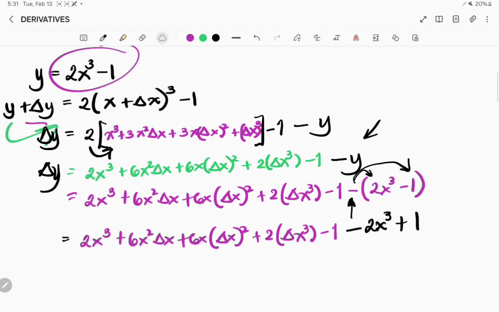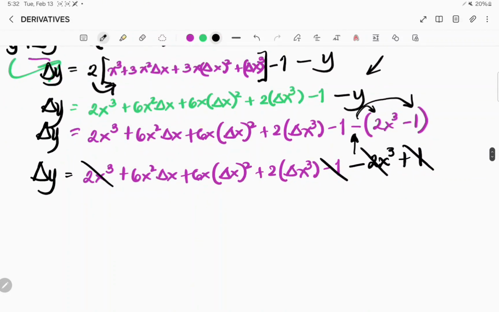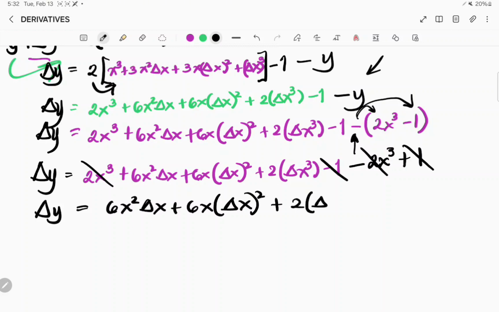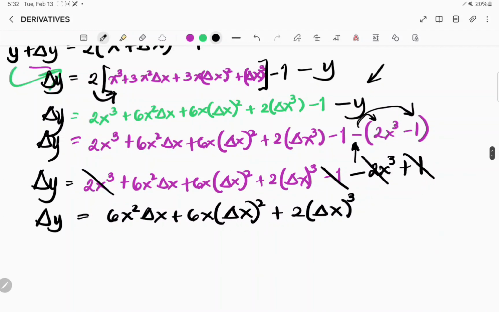Now we can see from this last line of solution that we can eliminate some terms. So we will be eliminating 2x cubed minus 2x cubed and then 1 minus 1. So what we have now, change of y, is equal to 6x squared change of x plus 6x change of x squared plus 2 change of x cubed. Rather, this is cube outside. Oh no, there's no minus 1 anymore. So we only have 3 terms here.